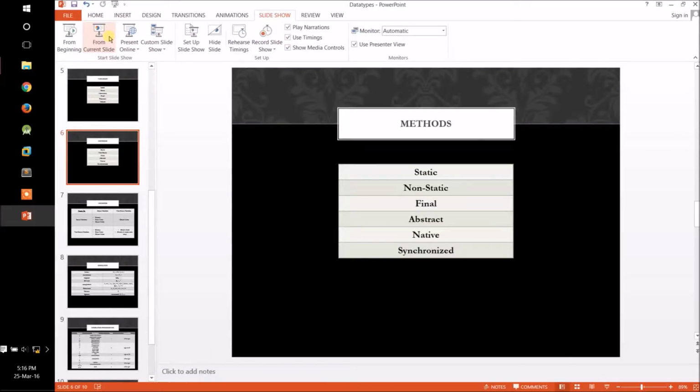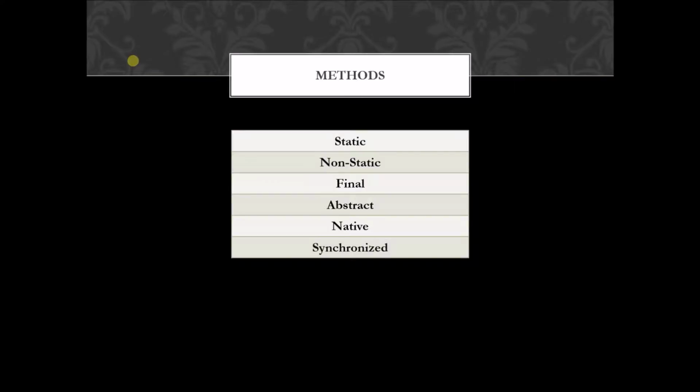Okay. Methods in Java are of 6 types, similar to the data types, the variables. Now static methods are prefixed with the static keyword. They're part of the Java class, not of the Java object. Non-static methods are part of the Java object and not a part of the Java class.